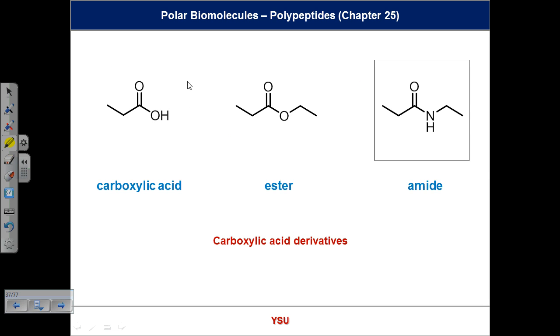So amino acids are going to be very complicated, but they are not anything more complicated than amides. And you think about why amides are used for this type of function. Why don't you want to use an ester? Well, they're both carboxylic acid derivatives. Carboxylic acids themselves are no use because there's nothing linked there. You just have an OH group.